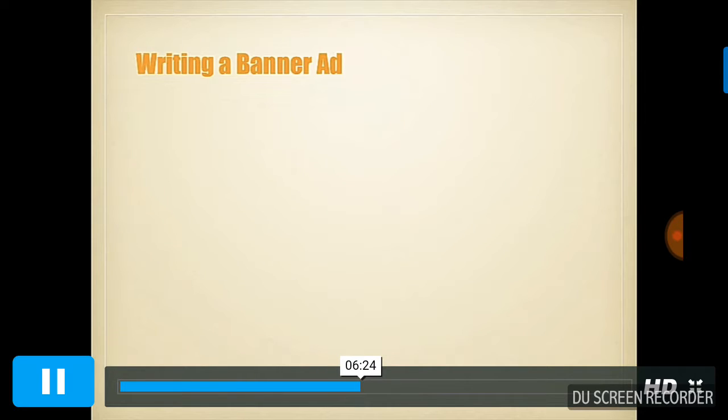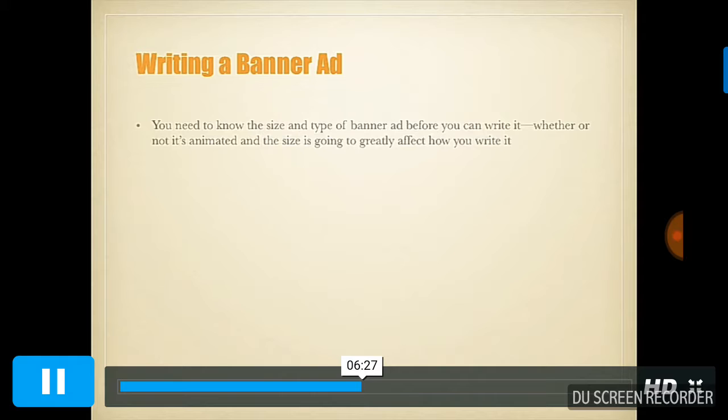When it comes to writing the banner ad, the first thing you need to know before you can even put pen to paper or fingers to keyboard are the size of the banner ad and what type of banner ad it is. You need to know if it's static or dynamic, because that's obviously going to affect how long your message can be. And you need to know what the pixel size is, because that affects how long it's going to be, and then also what you can fit in there. You'll need to get across your benefit and your call to action, of course, just like anything else you do in copywriting.